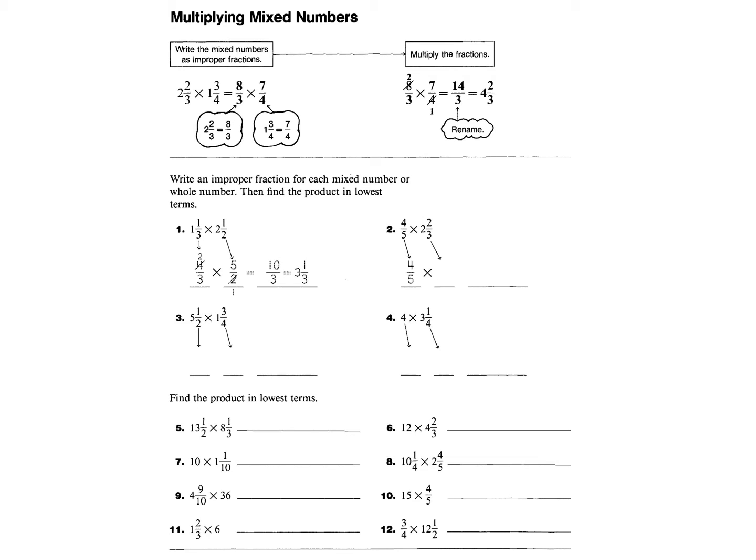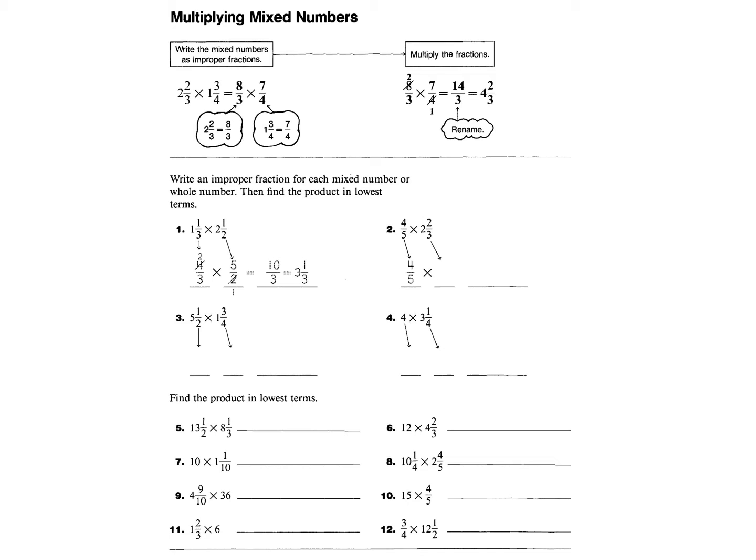Multiplying mixed numbers. Write the mixed numbers as improper fractions. 2 2/3 times 1 3/4 equals 8/3 times 7/4. Multiply the fractions. We can reduce by dividing 8 and 4 by 4, and we get 2 and 1.